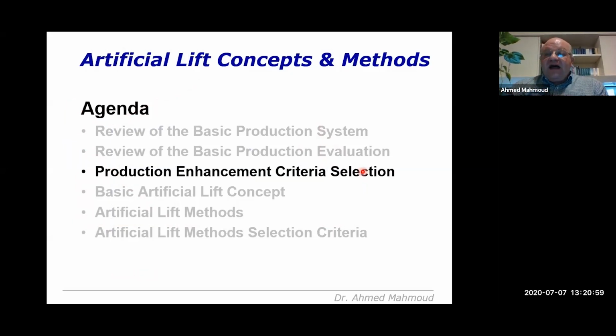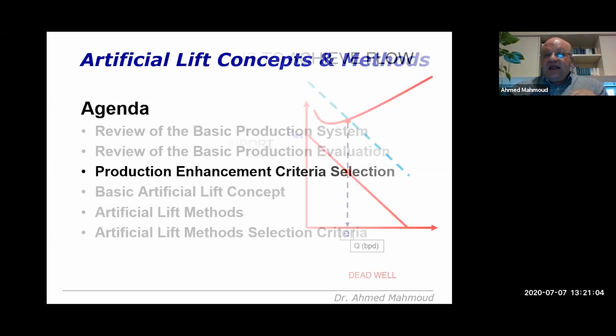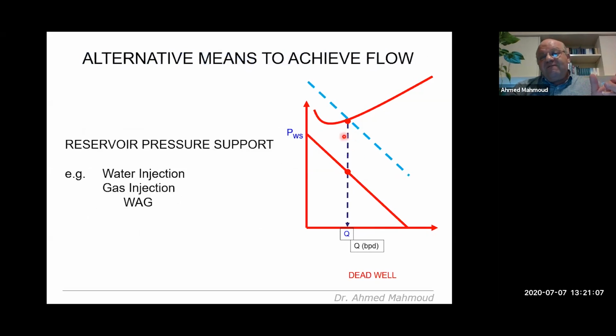So now, how do I identify that artificial lift is the actual solution that will get my wells to flow? Now, if my inflow and my outflow are not intersecting, there are several things we can do. It's not just artificial lift. So primarily, I can make an intersection by increasing or pushing my inflow up. And to do that, I can do water injection, I can do gas injection, or I can do WAG, which is water alternating gas. And these are typically projects that work on increasing the pressure inside the reservoir.